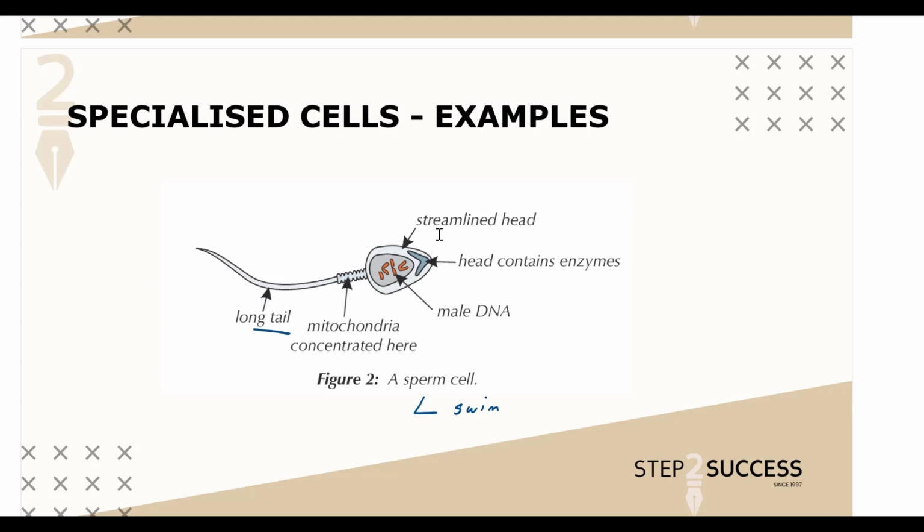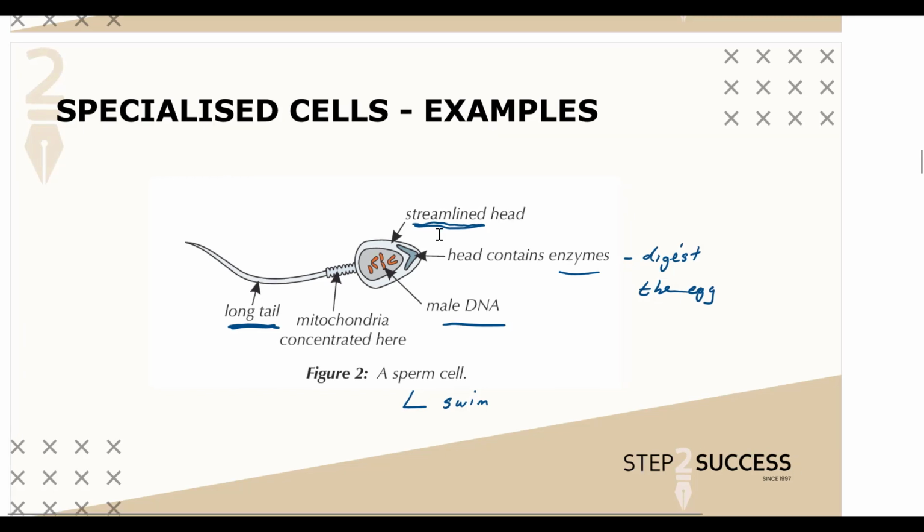So the most obvious of those is, of course, the tail. It has a long tail. It allows that cell to swim from one place to the other. It also has a streamlined head, which again provides the ideal shape for it to swim. We often talk about swimmers having streamlined bodies that allows them to swim more quickly or more easily, and the sperm cell fits into that. The head of the sperm cell contains enzymes which help it digest the egg, or break through to fertilize the egg. And of course then it contains the male DNA, which then combines with the female DNA to produce an embryo when it fertilizes.